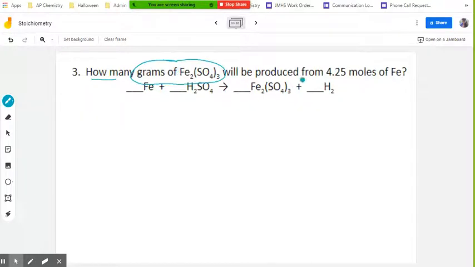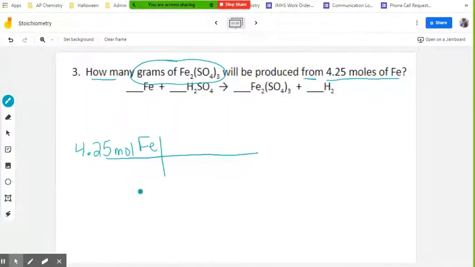Will be produced. So you see the word from. That's where we're starting. So that's going to be what we put into that first box, just like always. We pull from the question. 4.25 moles of Fe. I'm going to go ahead and open up my tracks so that way they're ready to go. And I bet you anything, we don't even need anything else yet, but what is automatically going to come down to the right? The moles of Fe, right? So we're going to bring that down to the right.